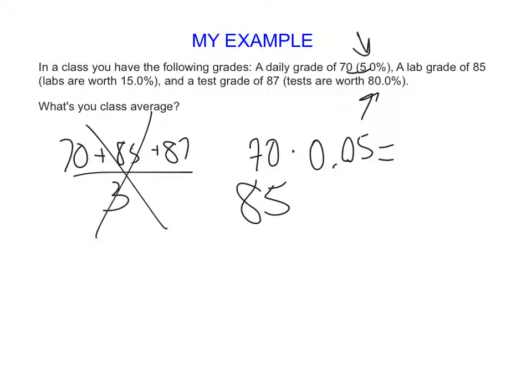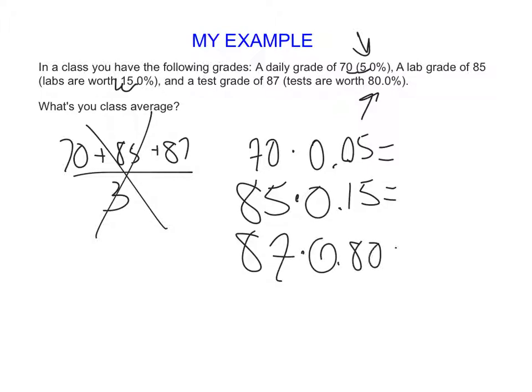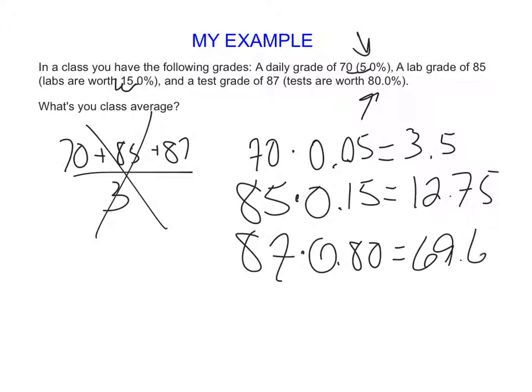My lab grade is an 85 times 0.15. In other words, 15% turned into a decimal. My tests are an 87, and tests are worth 80%. So we're going to get a calculator out, and we're going to get these values. 70 times 0.05 is going to be 3.5. 85 times 0.15 is going to give us 12.75. And 87 times 0.8 is going to give us 69.6. And then we're just going to add those pieces up.